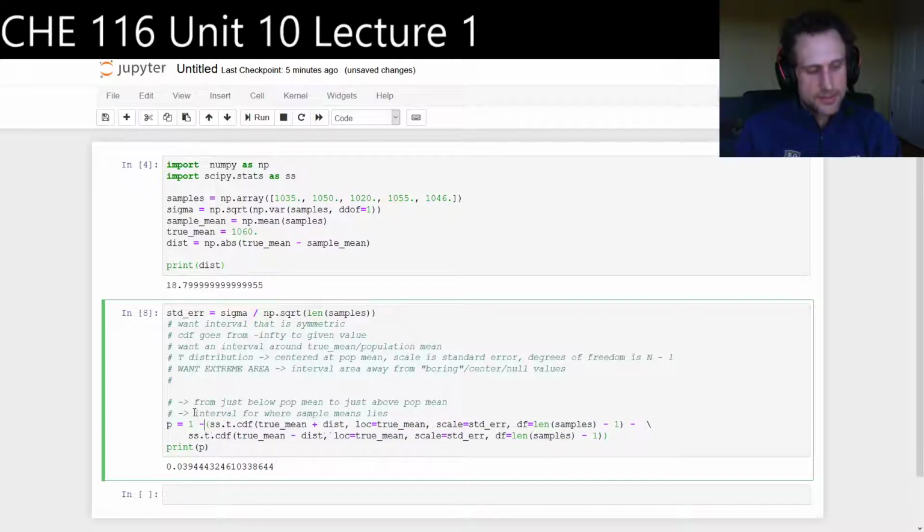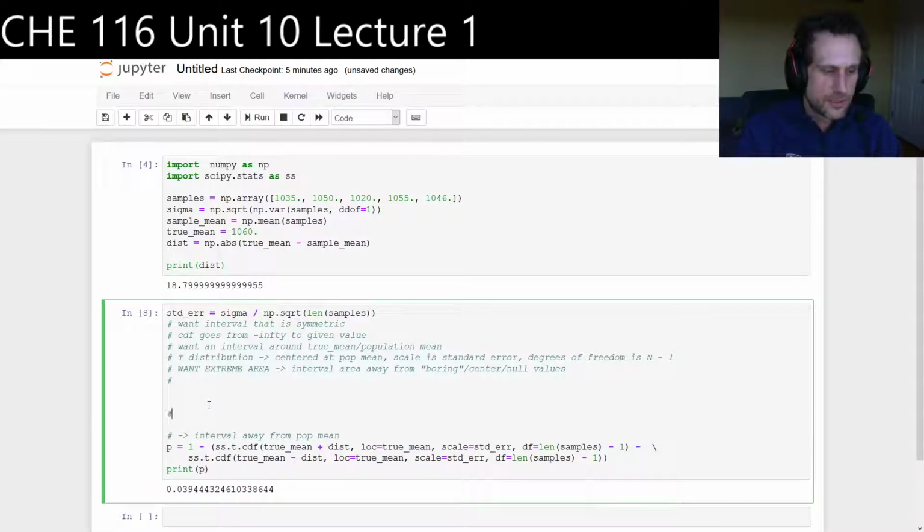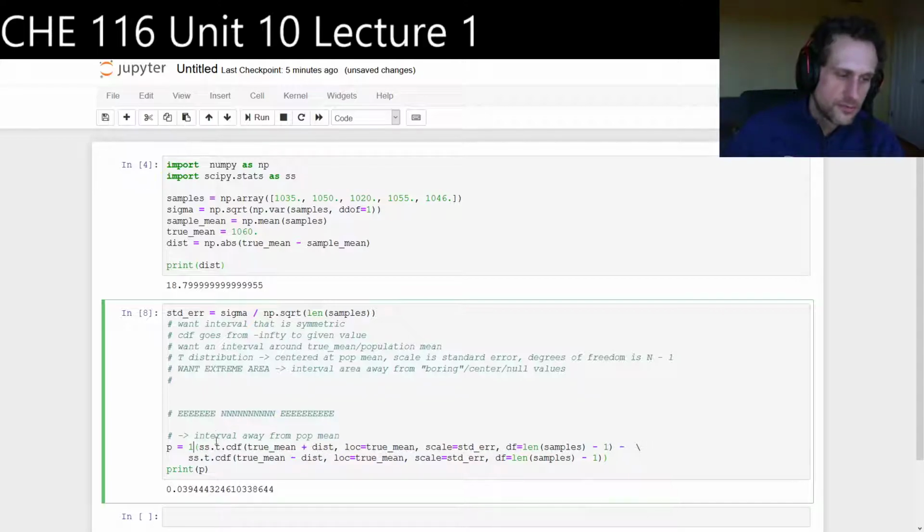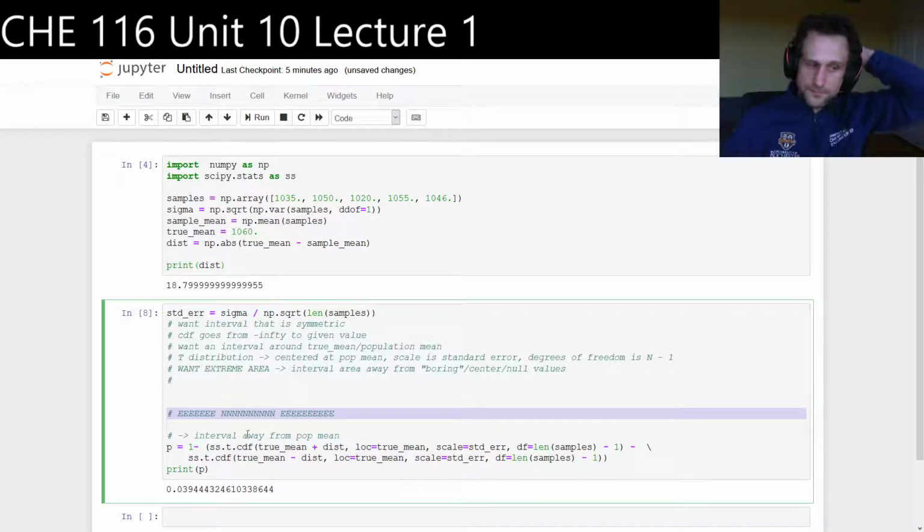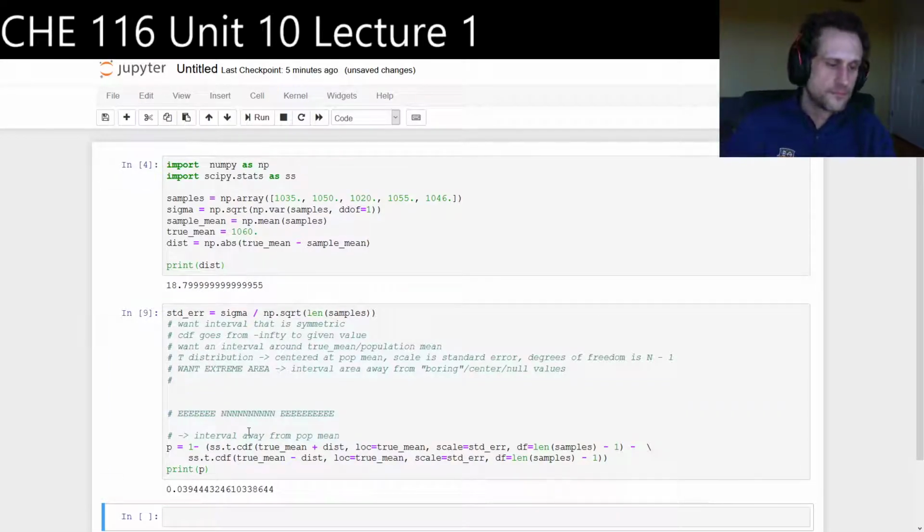But if I do 1 minus this, now it's the interval away from the population mean. If I'm viewing my interval like this, I have extreme values on both ends, and then near the population mean in the middle. This first calculation gives values near the population mean. If I do 1 minus, I get the complement, these other extreme values. And that's the p-value. Then we just compare that against alpha.